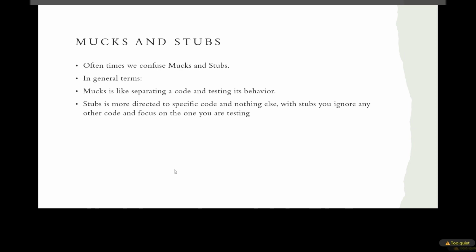While a stub is more directed to specific code and nothing else. What a stub does is ignore any other code and focus on the one you are testing. Kind of like it is directed to one piece of code, and nothing else. It's able to ignore other code, and that is pretty much the difference between a mock and a stub. A mock is kind of like separating code and testing its behavior and its function. A stub is more directed to one specific piece of code, and is able to ignore other code.